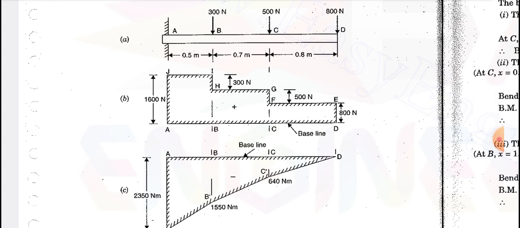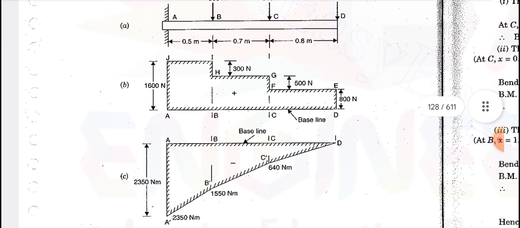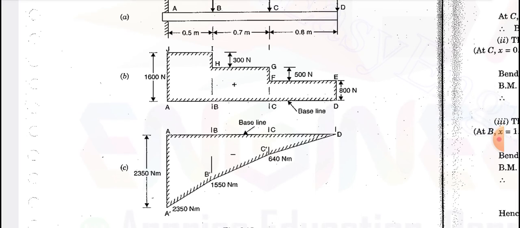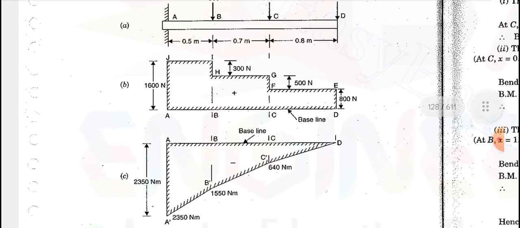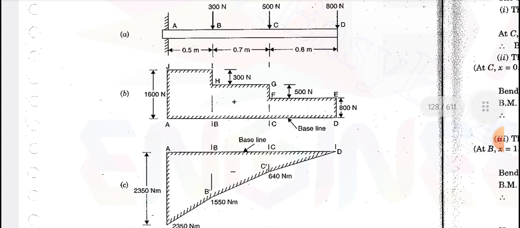Similarly you have to calculate at the point A: 800 into 2, 500 into 1.2 and 300 into 0.5. Finally the total bending moment acting at the point A is 2350 newton meter. So the maximum bending moment acts at the point A, and the maximum shear force also acts at the point A.